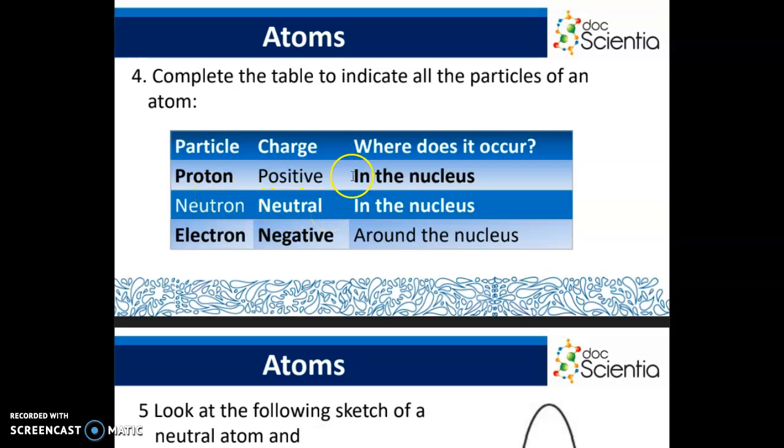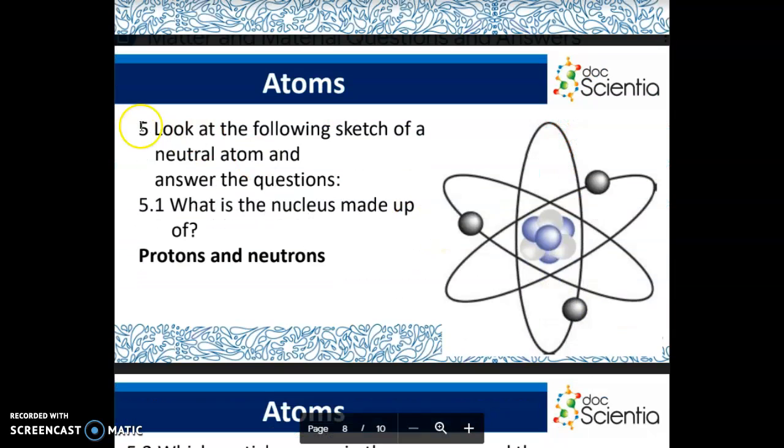A neutron, what kind of charge does it have? Neutral. And where does it occur? In the nucleus. Electron, what kind of charge does it have? Negative. Where does it occur? Around the nucleus.